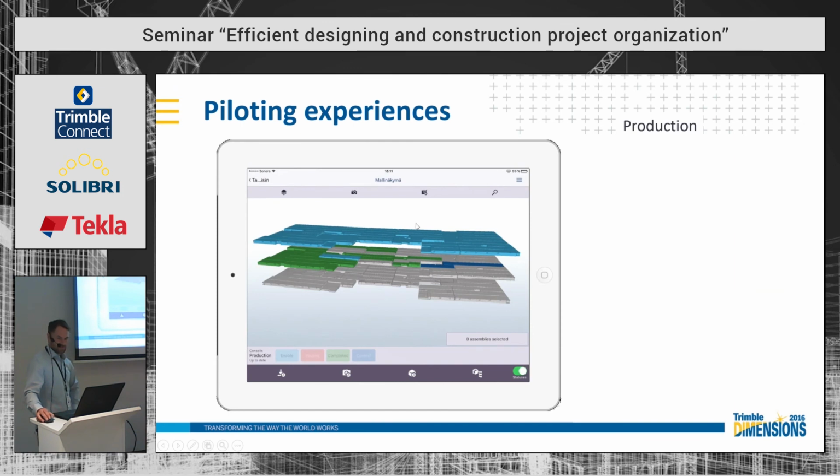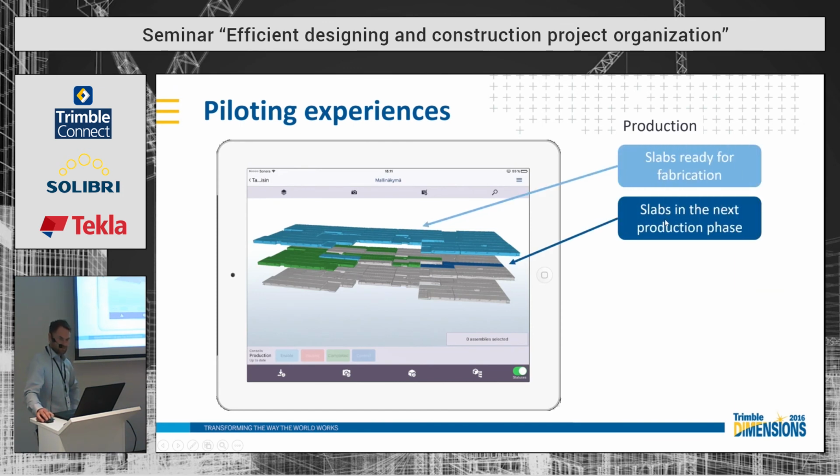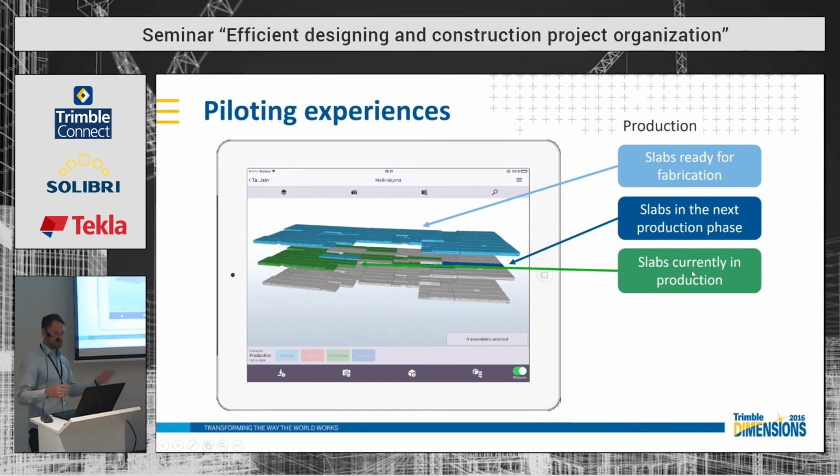And for example, this is from the fabricator's point of view, so different colors mean different things. Ready for fabrication, slabs in production in different phases. They might have more statuses, but these are what they published to the whole project, and they are planning to publish more and more information.